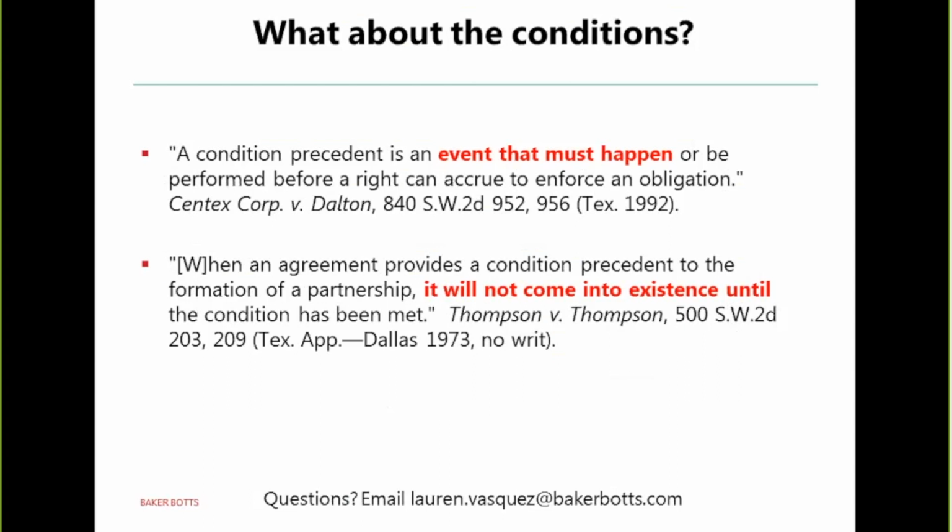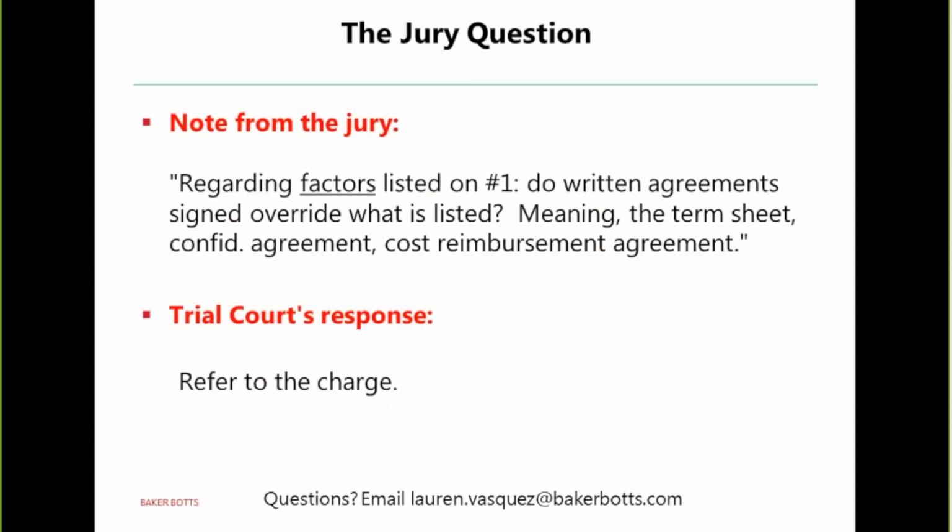So to segue from what Louis was just describing, this note came from the jury. This is the top part of the slide that I have up right now, the note that came from the jury. They were wondering what was the impact of the written agreements, and does it override the factors that are listed, meaning the term sheet, the confidentiality agreement, and the cost reimbursement agreement. So they were focused on those contracts and grappling apparently with the significance of those and whether they trumped other activity that was being presented to them in the form of evidence at the trial.